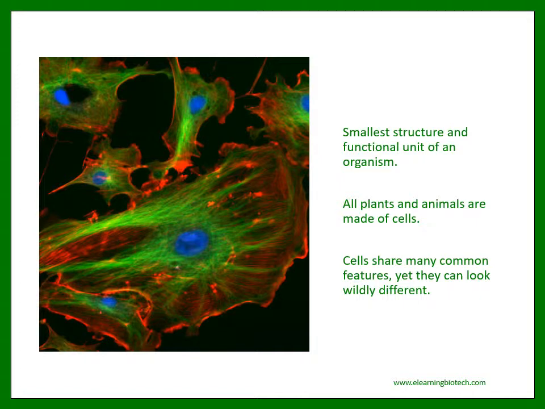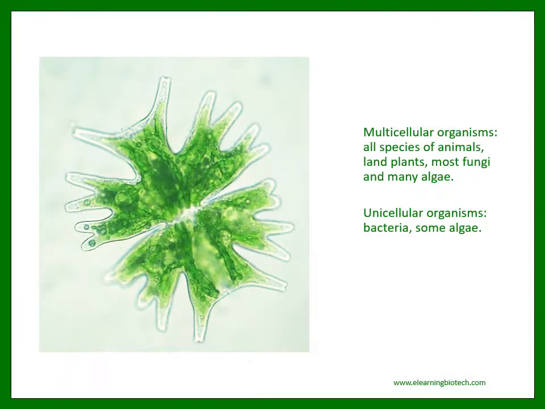Cells are the smallest structure and functional units of an organism. All plants and animals are made of cells. Cells share many common features, yet they can look widely different. For instance, this algae looks very different from the lung cells in the previous slide.